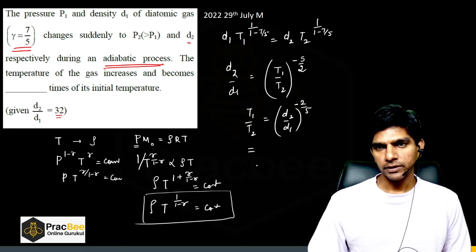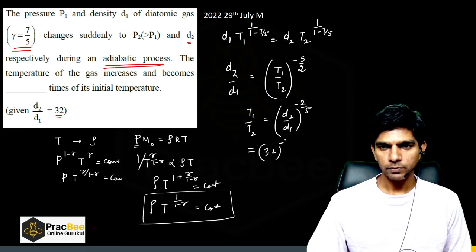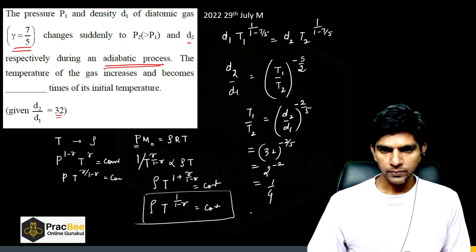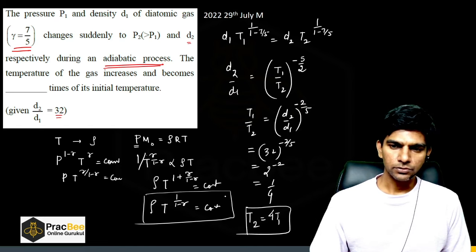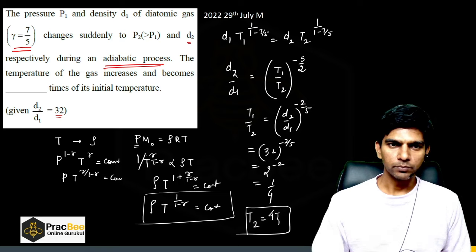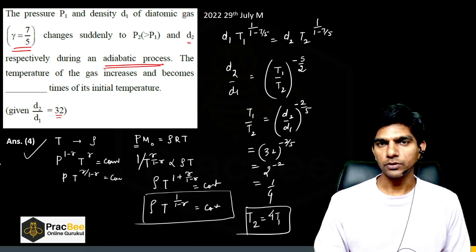So this can be written as D2 by D1, which is 32, raised to power minus 2 by 5. So 32 is nothing but 2 raised to power 5. So this will be 2 raised to power minus 2, that is 1 by 4. So we can say T2 is equal to 4 times T1. Okay, so the final temperature is 4 times the initial temperature. So the answer is 4. Right.